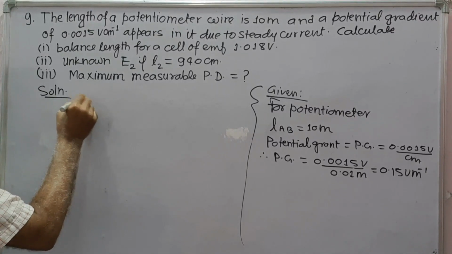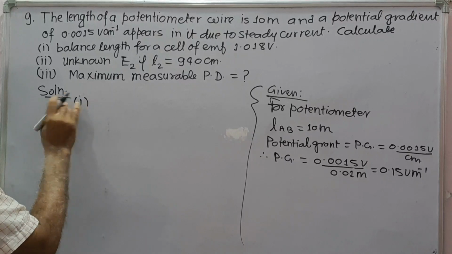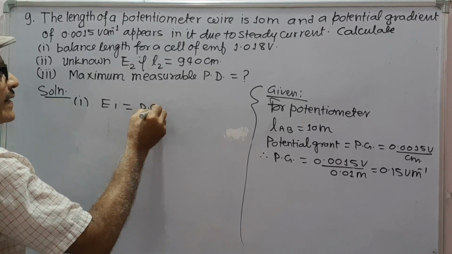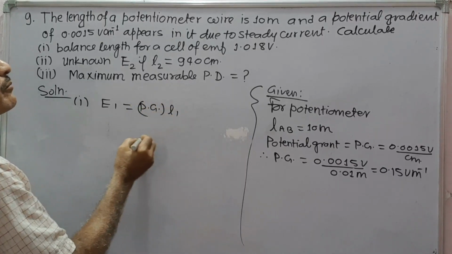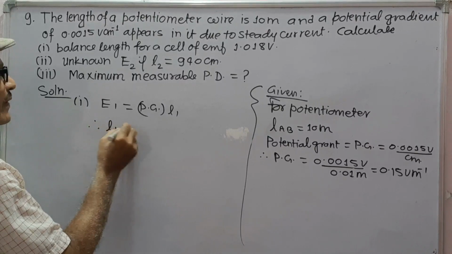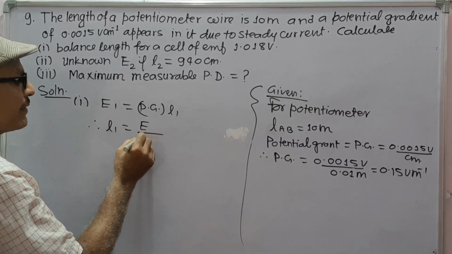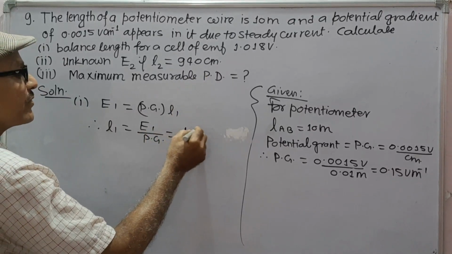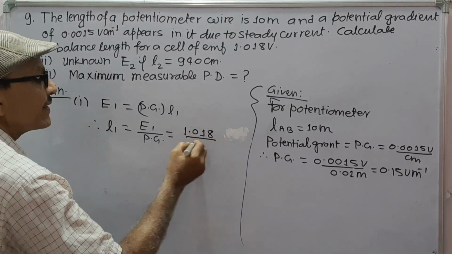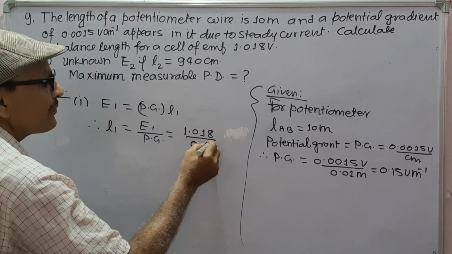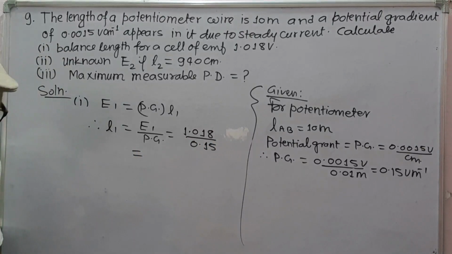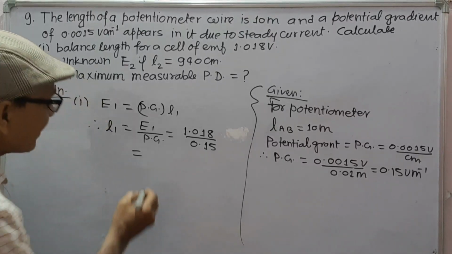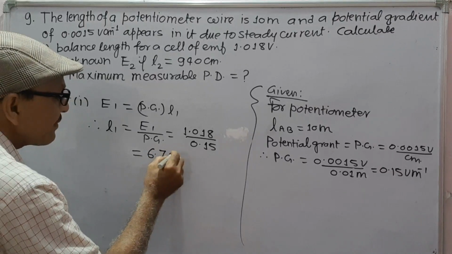First part, E1 must be equal to potential gradient into L1. Therefore, L1 will be equal to E1 divided by potential gradient. E1 is 1.018, potential gradient is 0.15. So, L1 comes to be 6.79 meters.